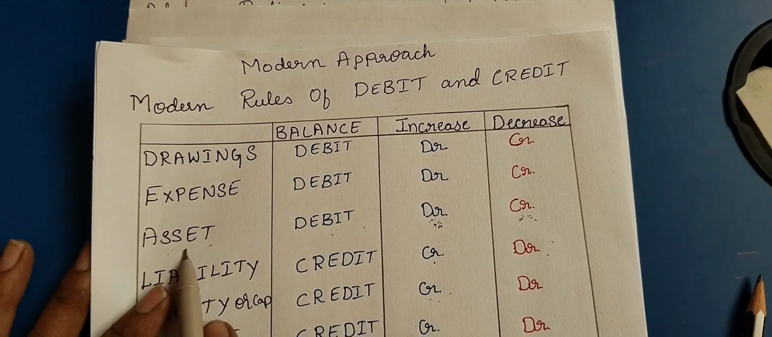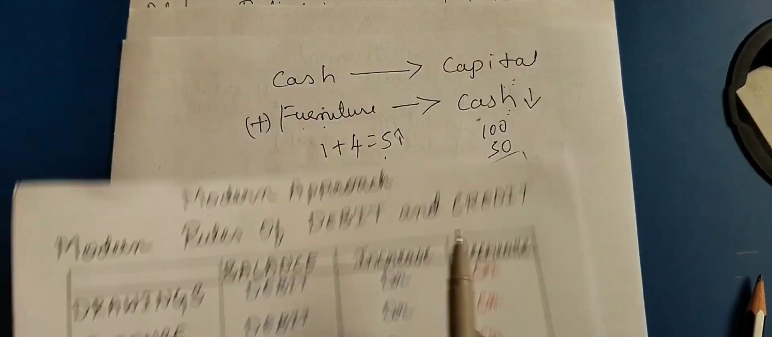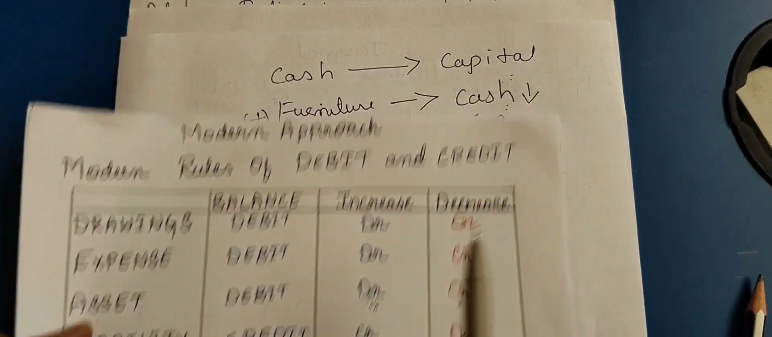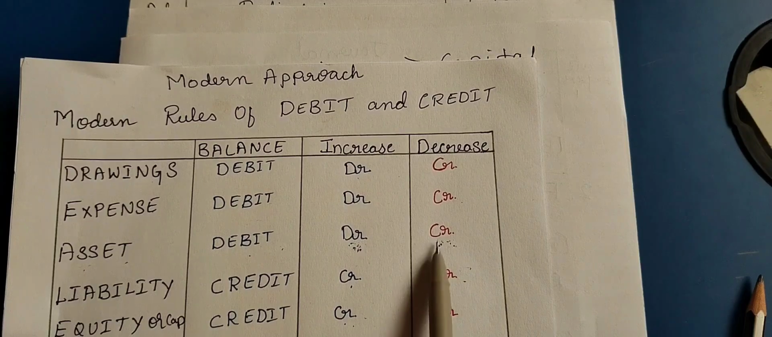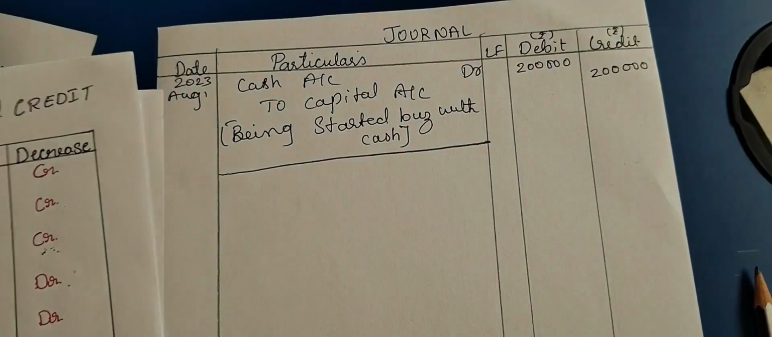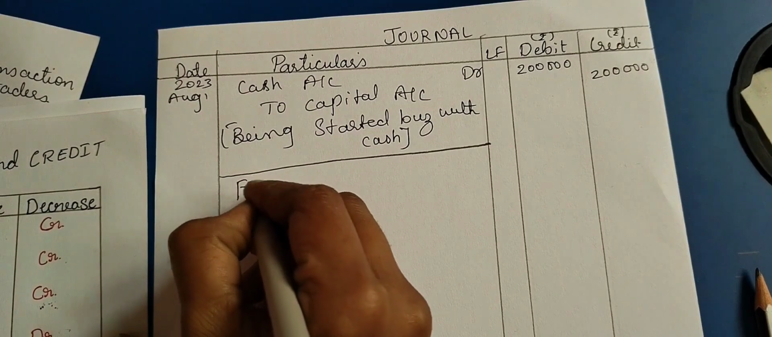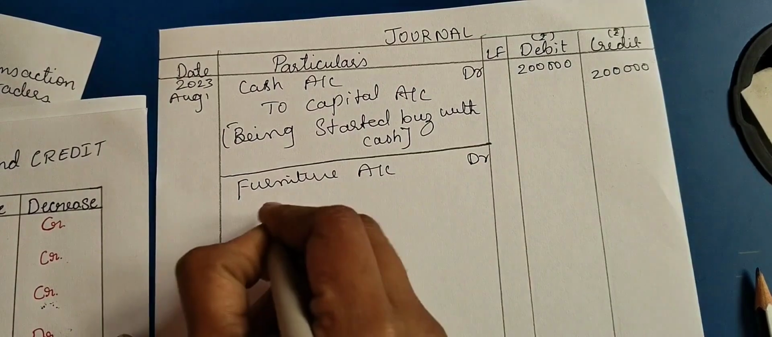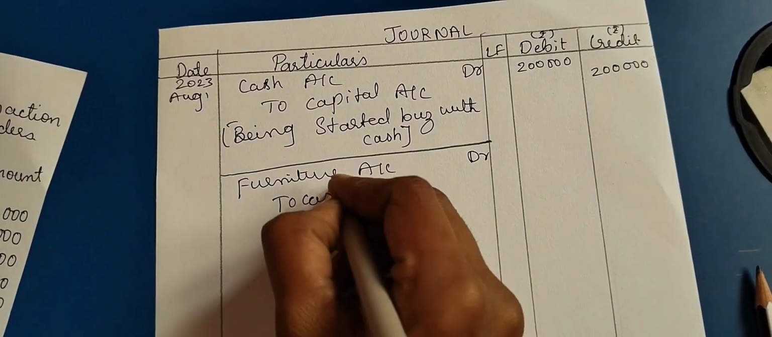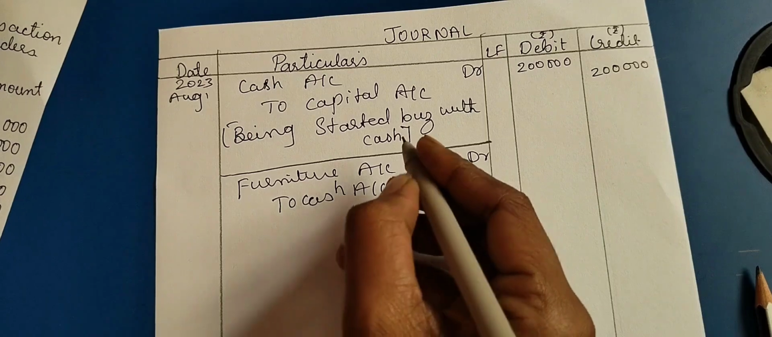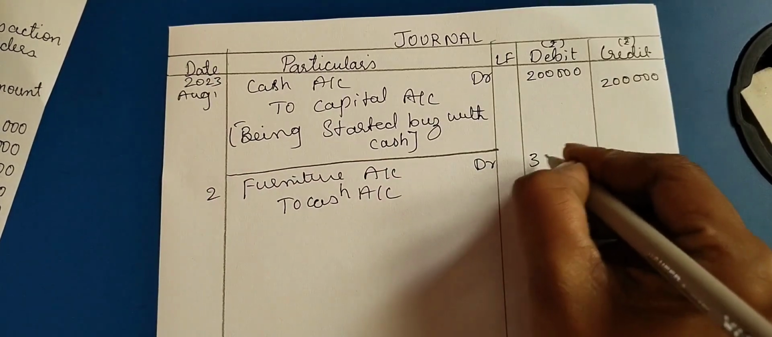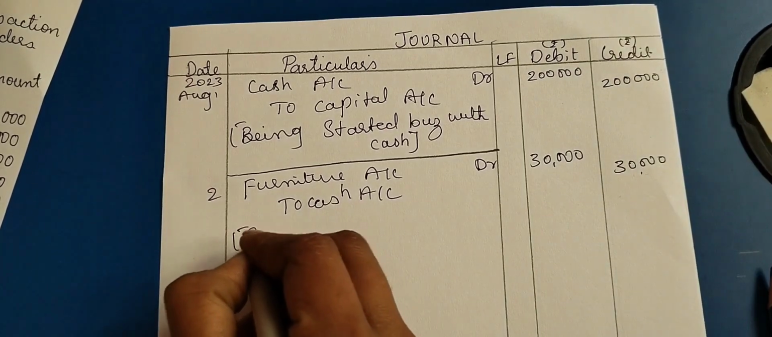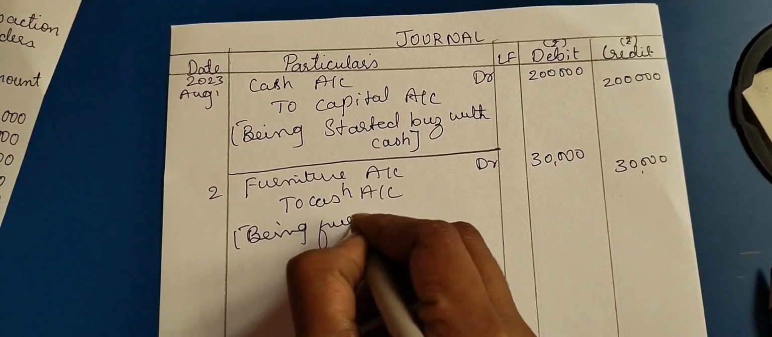So what is the rule? Asset increase. Which account is increasing? Furniture account is increasing. So furniture account you are debiting and cash account you are crediting. So now we'll pass an entry. Which account are we debiting? Furniture account we are debiting. Furniture account debtor to cash account. Cash account date is 2nd, amount is 30,000. Being furniture purchased.